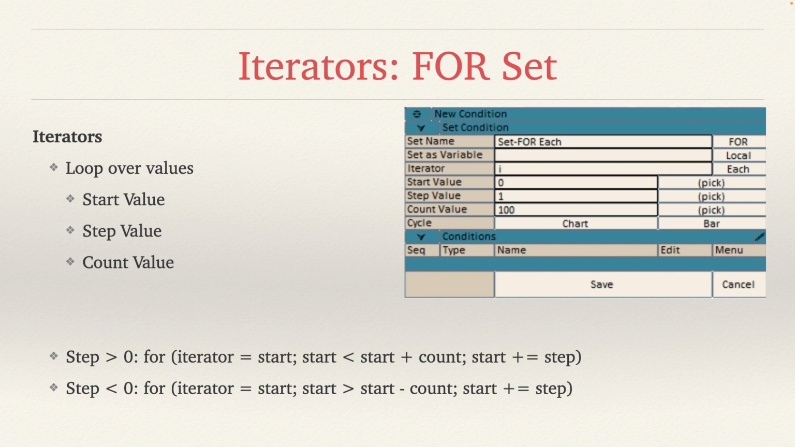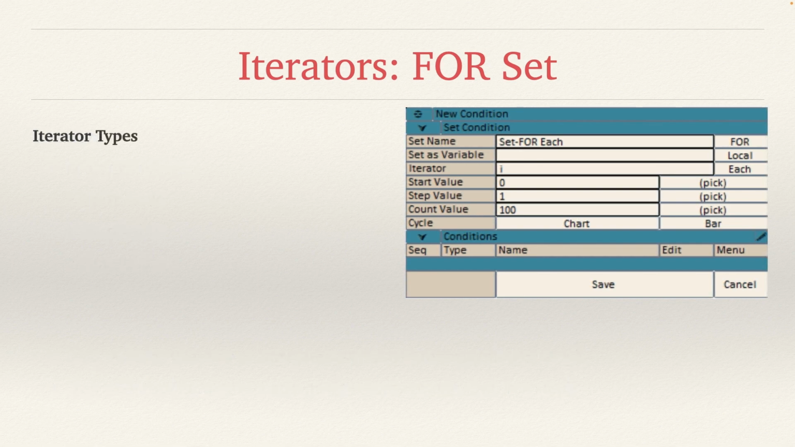As is typical with a set, the value of the set comes from the last condition in the set, but only when all of the conditions are true. For a for set, this is the same, except that this will apply to the last pass through the loop where all of the conditions evaluated as true. There are three different types of for sets: the for each, the for while, and for until. You can adjust the iterator type by clicking this button to toggle through the options.